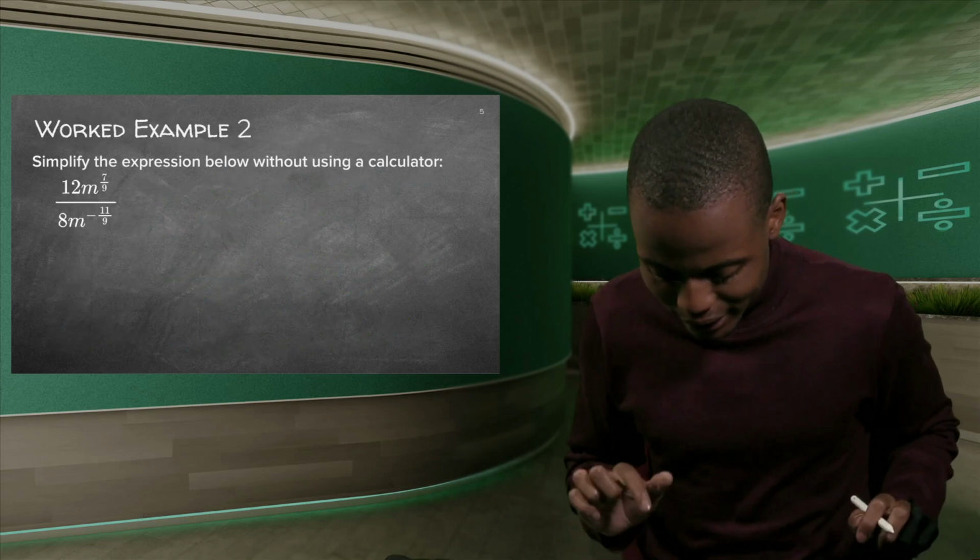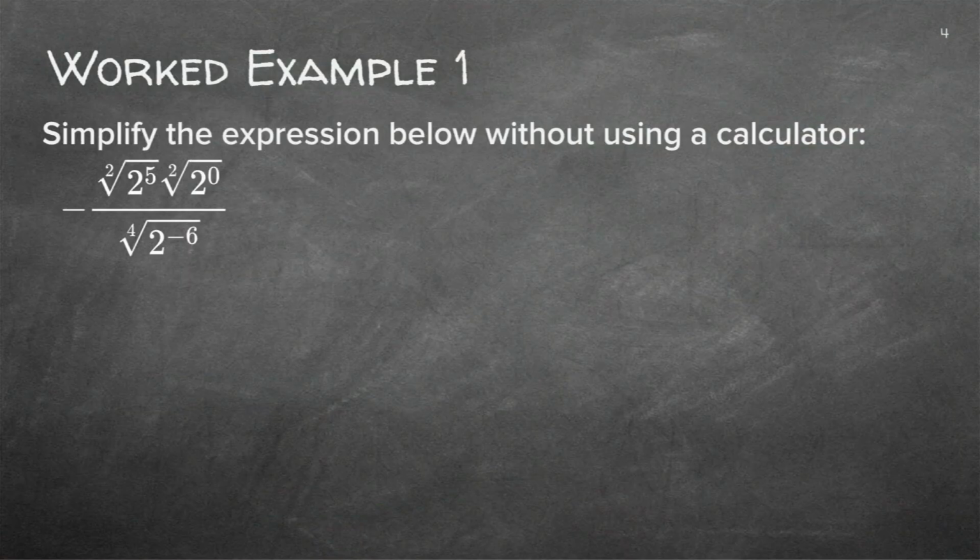Now, on the real deal, you have one beautiful example. Say simplify the expression without using a calculator. So you need to simplify the square root of 2 to the power of 5, multiplied by the square root of 2 to the power of 0, divided by the fourth root of 2 to the power of negative 6. So things are getting interesting here, and let's see how we can easily get answers. Remember, it says negative there, so you still bring back that negative.